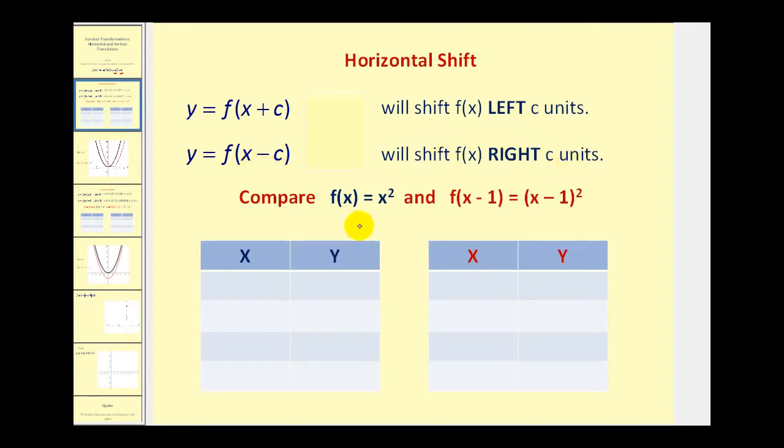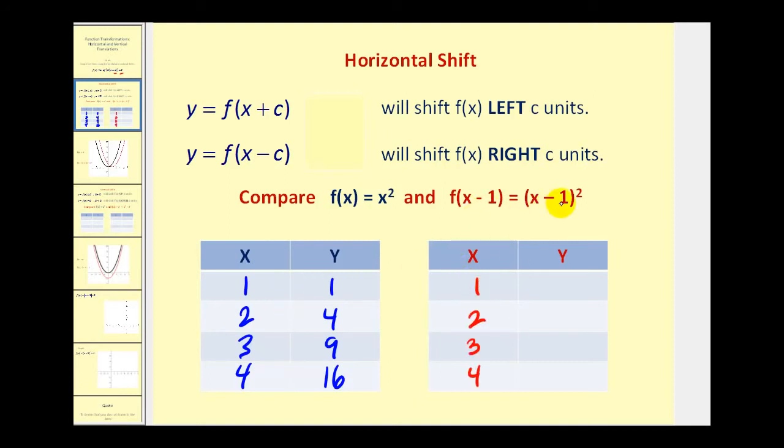One way to get a feel for this would be to compare a table of values for f of x and f of the quantity x minus 1. So let's go ahead and do that. Let's choose x equals 1, 2, 3, 4. To find y, we just square x for f of x. So this would be 1 squared or 1, 2 squared, which is 4, 3 squared is 9, and 4 squared is 16.